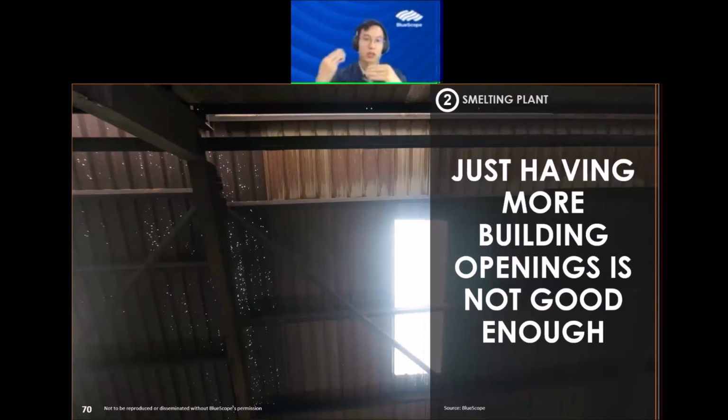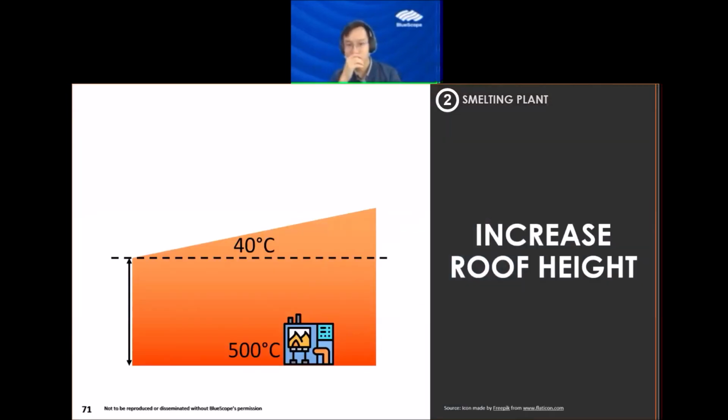Okay, the natural or so-called passive ventilation sometimes will not be enough to reduce the internal surface temperature to below the internal air temperature, or rather, to keep the surface above the dew point. Anyway, another way to actually address this issue is by increasing the roof height.